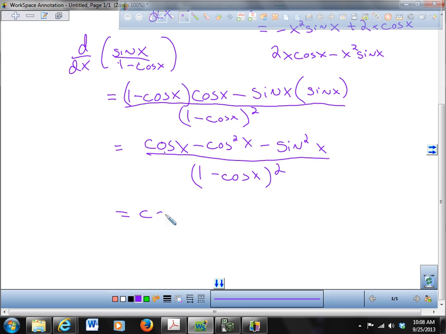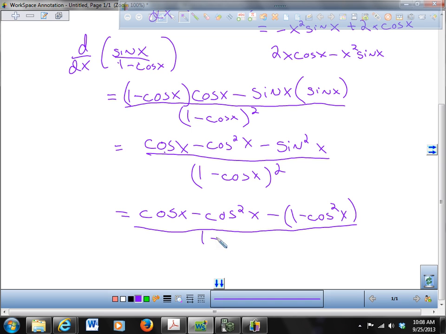Remember trigonometry? Okay. Minus, how could I rewrite sine squared of x? Do you remember? 1 minus cosine squared of x. Okay. Why would I want to do that? Because I think things are going to cancel out there and make it a little nicer. Okay. 1 minus cosine of x squared.